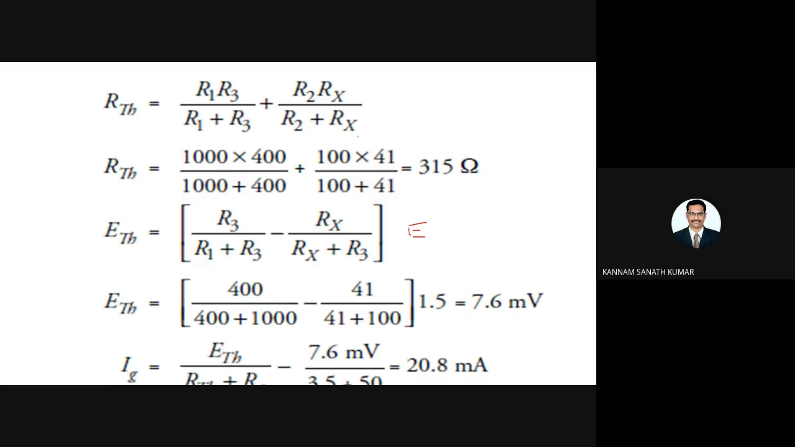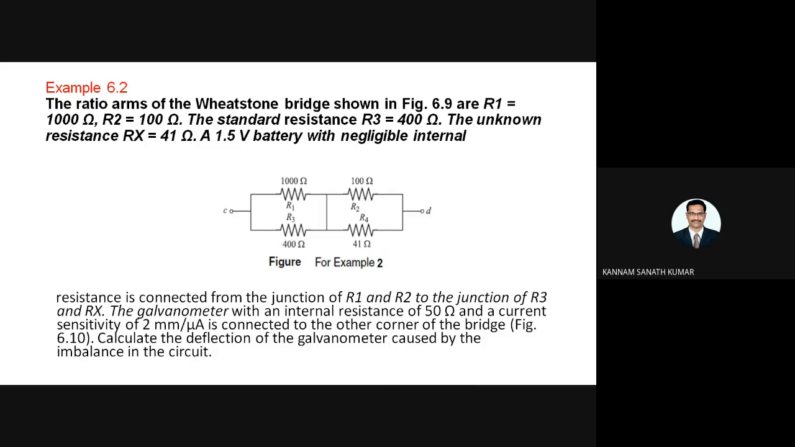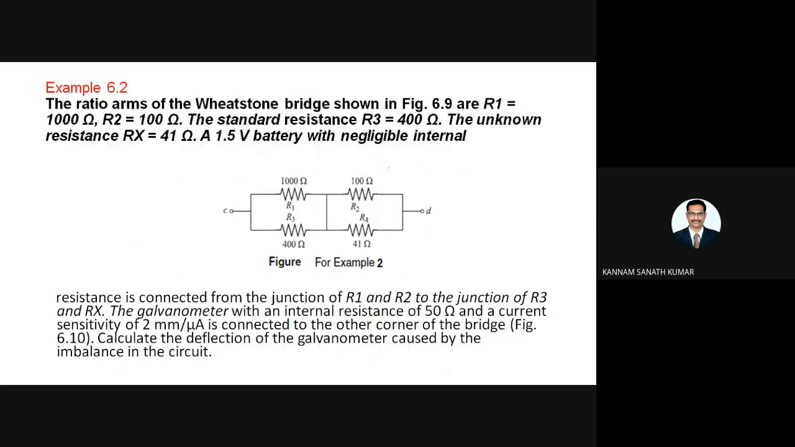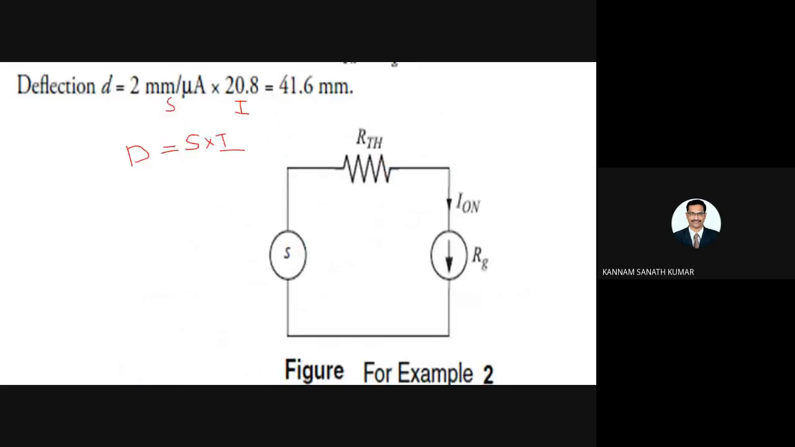This is the deflection of a galvanometer when the bridge is in the unbalanced condition. So you need to convert the given Wheatstone bridge into a Thevenin circuit, and you need to find out the Thevenin resistance and Thevenin voltage. Replace the whole circuit with the Thevenin circuit along with the galvanometer internal resistance. Here the galvanometer internal resistance is negligible, so that's why it is not indicated.